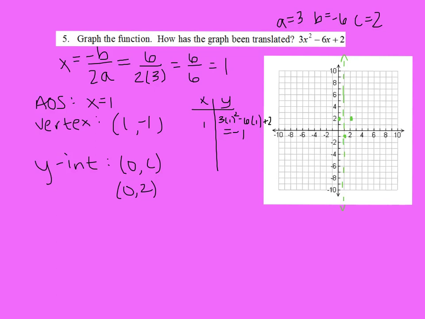I've got a pretty good graph, but it could be better. So I'm going to pick one more point just so that I have something super accurate. I'm going to plug in -1 for my x, and I'm going to see what I get. I'm going to plug it in the same way we did before.